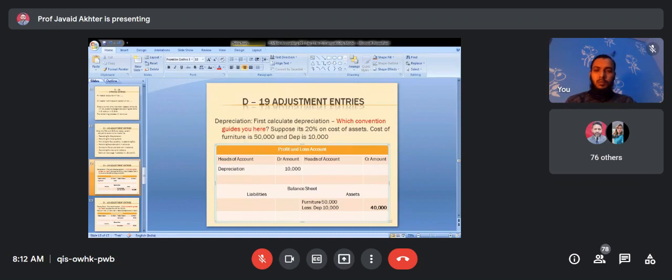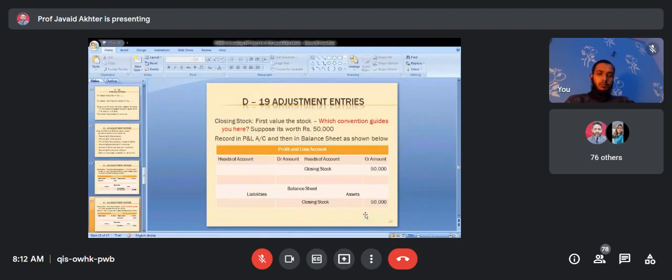You may have depreciation on several assets like building, machinery, and so on. Everywhere it will be done like this only. If there are 10 heads of 10 assets on which you have charged depreciation, you will write depreciation on furniture, depreciation on building, depreciation on machine, and so on, and from the respective assets it will be subtracted. Now let us take another example, another form of adjustment entry.